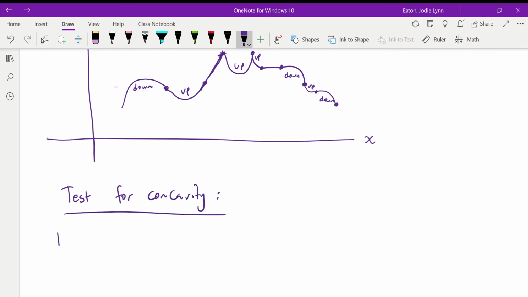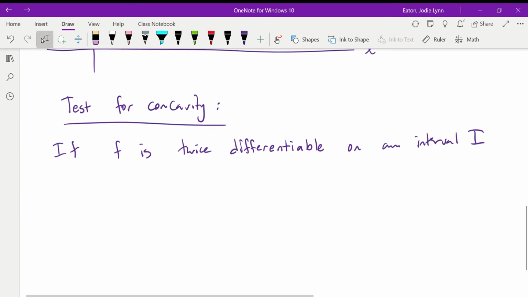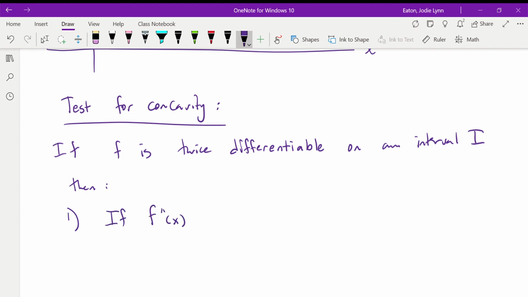Okay, so if f is twice differentiable, which just means that the first and the second derivative both exist on an interval I, then, if f double prime of x, so we're looking at the second derivative of f of x, is greater than 0 for all x on the interval, then f of x is concave up on I.